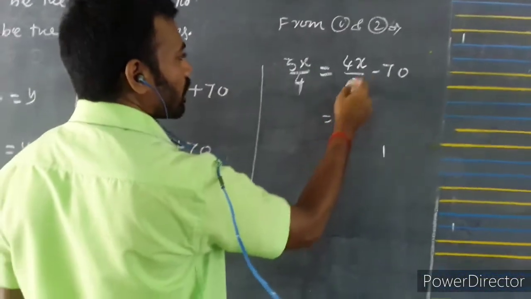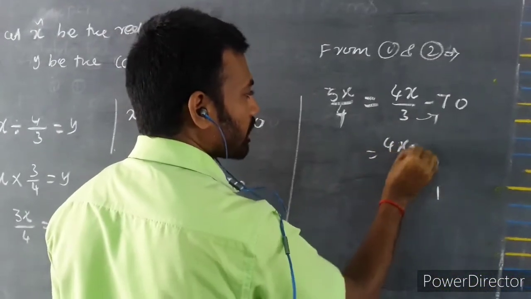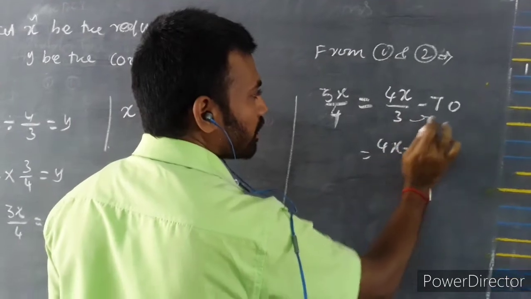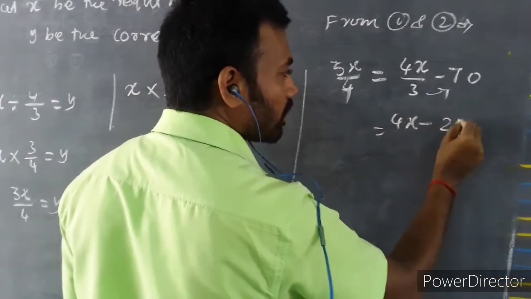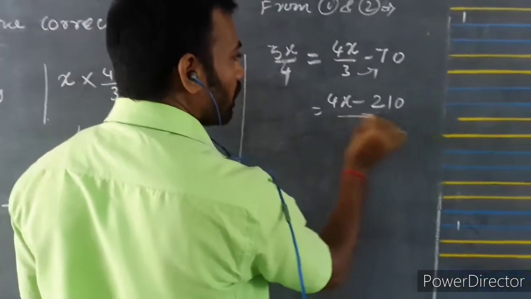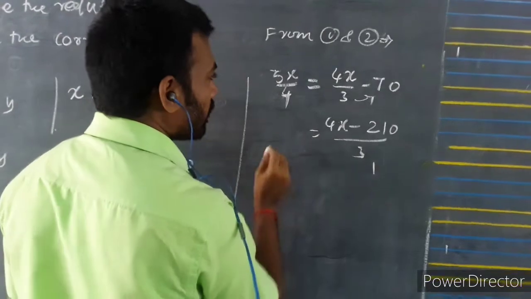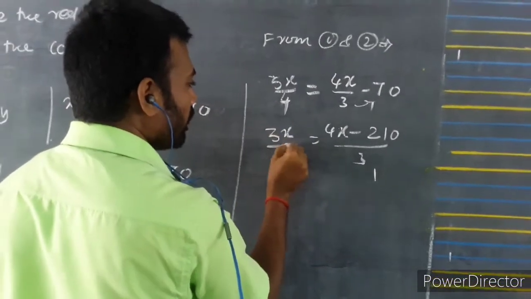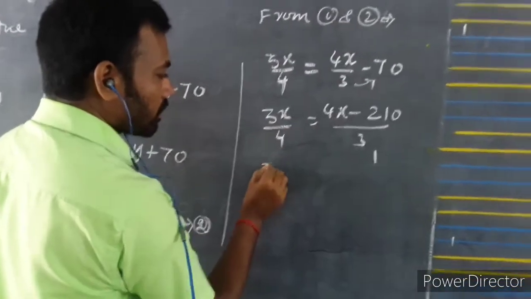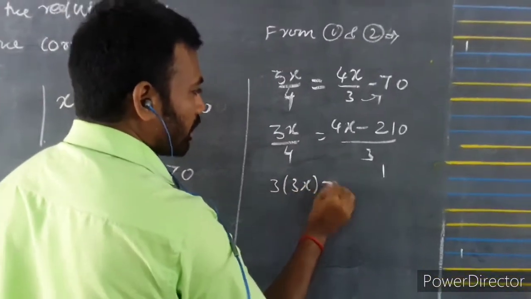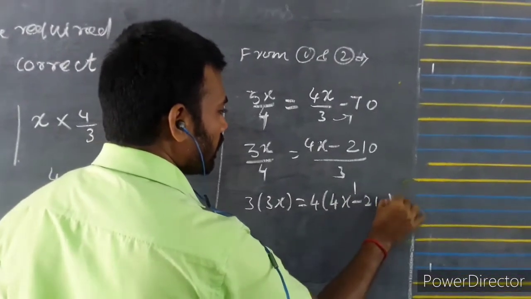Right. Students, you solve the right side using cross multiply. So 4x minus 70 into 3: 70 into 3 answer is 210, by 3. Therefore 70 into 3 answer is 210. And the left side is 3x by 4. So next, solving the cross multiply, 3 into 3x is equal to 4 into 4x minus 210.